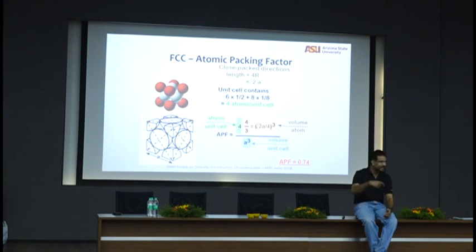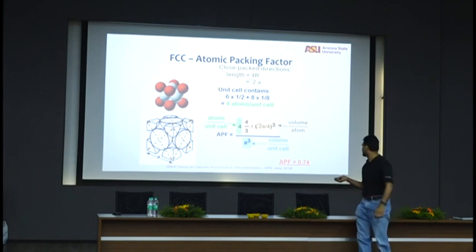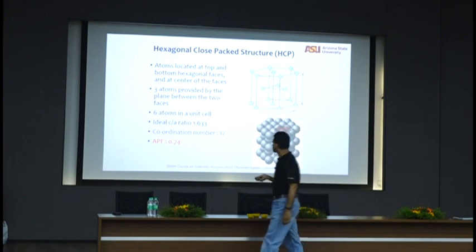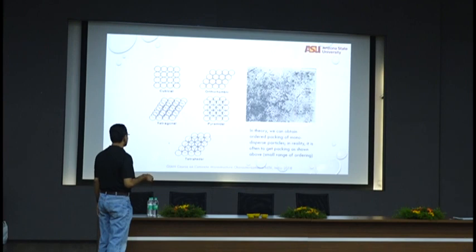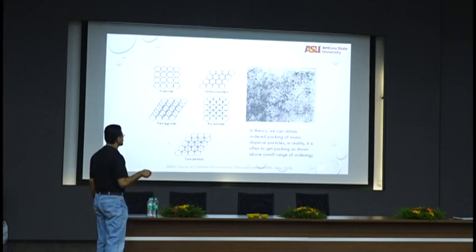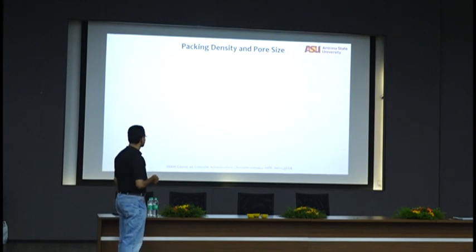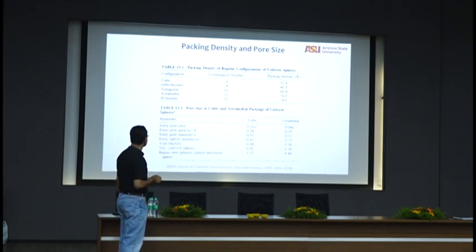You have to have a gradation so that the larger particles get filled in by smaller particles. I'll show more of this in the afternoon. Face-centered and hexagonal close pack structure is another structure that you have. So in theory, we can obtain an ordered pack of monodispersed particles, but in reality, it is often hard to get packing as shown above. A very small range of ordered packing is what you get, especially if you talk about cement grains and other particles. Whether you put them in terms of pyramids, tetragons, hexagons, whatever, your maximum pack density for uniform size is going to be 0.74.